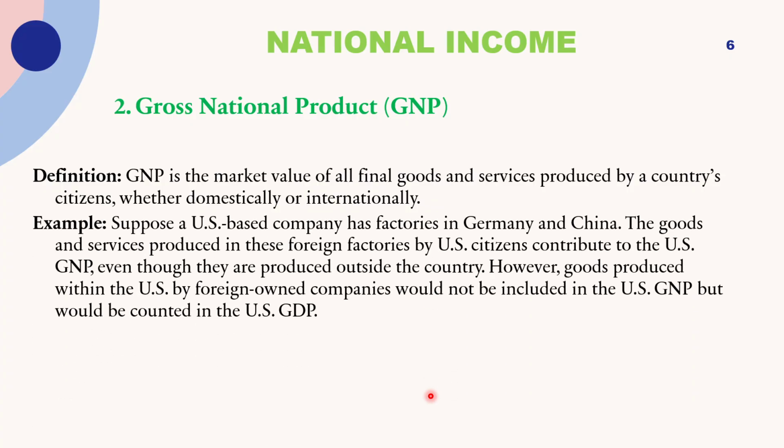And look at our example about GNP and GDP. Difference between the GNP and GDP. Suppose a US-based company has factories in Germany and China. The goods and services produced in these foreign factories by US citizens contribute to US GNP, even though they are produced outside the country. However, goods produced within the US by foreign-owned companies would not be included in US GNP, but would be counted in US GDP. I think everyone understands the difference between GNP and GDP.